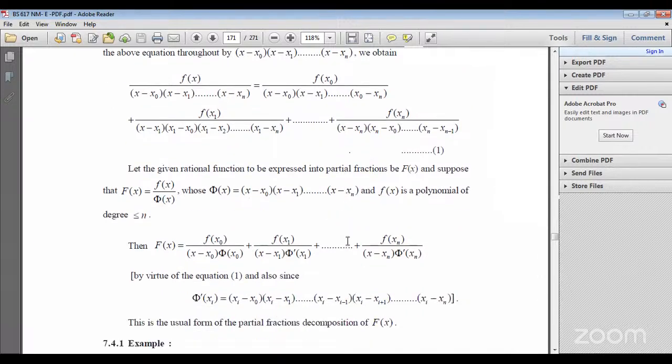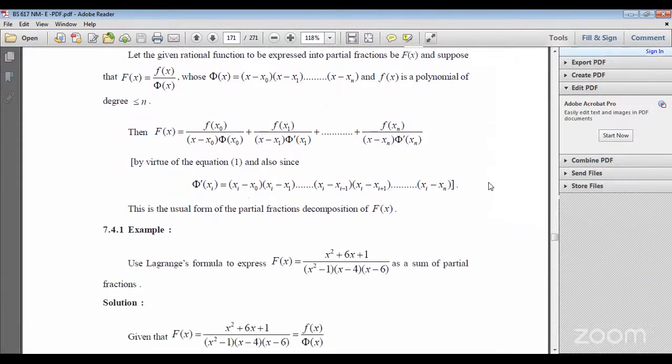Let the given rational fraction be expressed into partial fractions, f of x by phi of x, where phi of x is equal to x minus x0, x minus x1, x minus x2, and so on, x minus xn, and f of x is a polynomial of degree less than n. Then f of x by phi of x is equal to f of x0 over x minus x0 phi dash of x0, plus f of x1 over x minus x1 phi dash of x1, and so on, plus f of xn over x minus xn phi dash of xn. So phi dash of xi is xi minus x0, xi minus x1, and so on, xi minus xi minus 1, xi minus xi plus 1, and so on, xi minus xn.